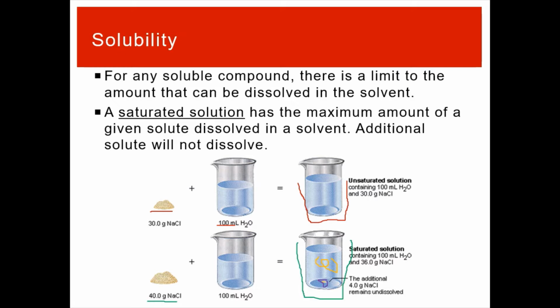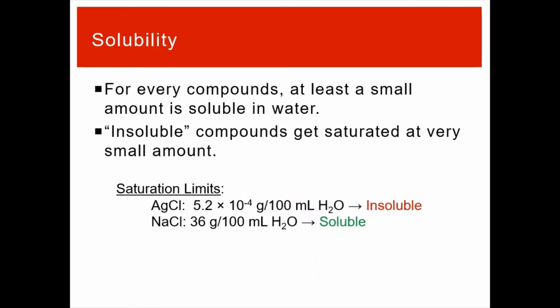Saturated solutions have the maximum amount of a given solute in there. You've reached the maximum amount you can get dissolved in that solvent that you've chosen. It doesn't matter what you're trying to dissolve, you're always going to hit this saturation limit. So when we talk about solubility, what we're talking about is relative differences in where that saturation limit is.